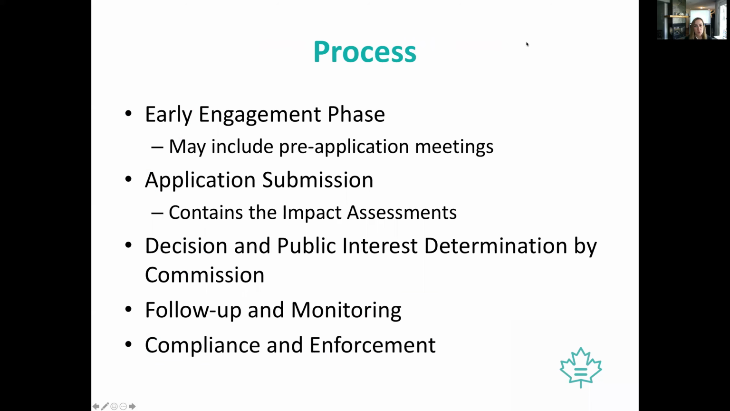So this is the typical process from the Canada Energy Regulator with project applications. There's the early engagement phase. It may include pre-application meetings.